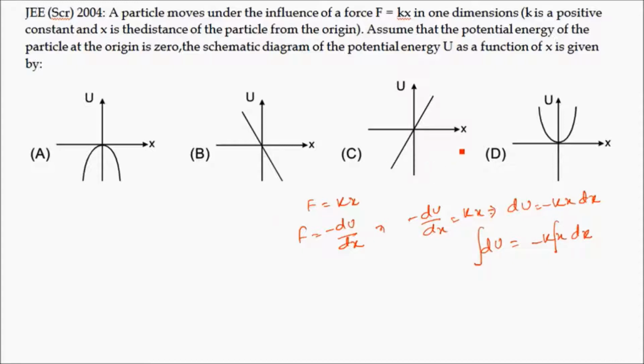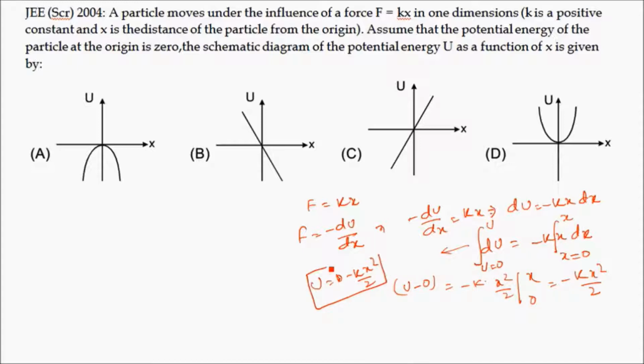It is given that the potential energy of the particle at the origin is zero. So at x = 0, the potential energy will be 0, and at x = x, suppose the potential energy is equal to U. In this way we will get the potential energy as a function of x. So U - 0 = -kx²/2, with limits 0 to x. So u is equal to -kx²/2. This is the value of potential with respect to x.